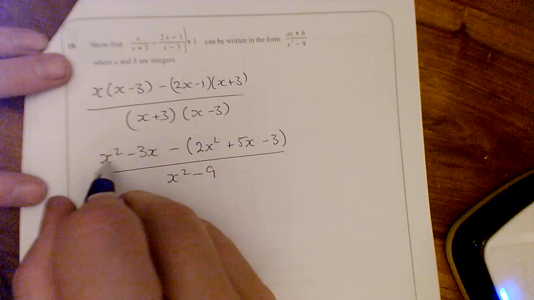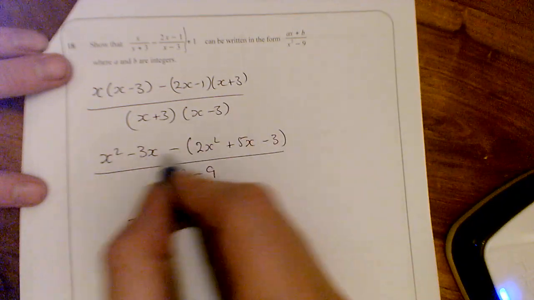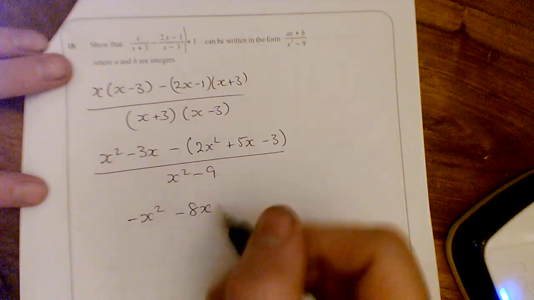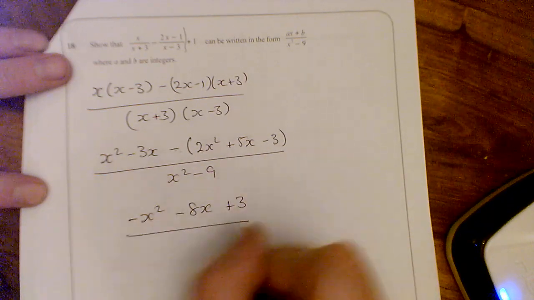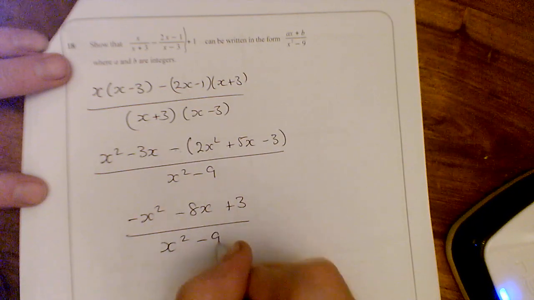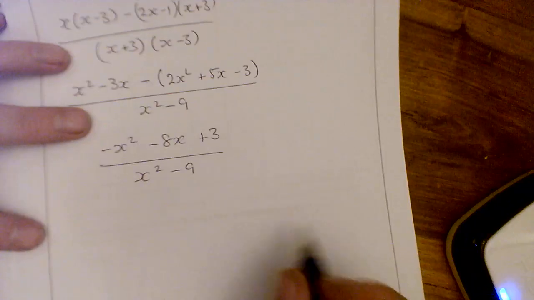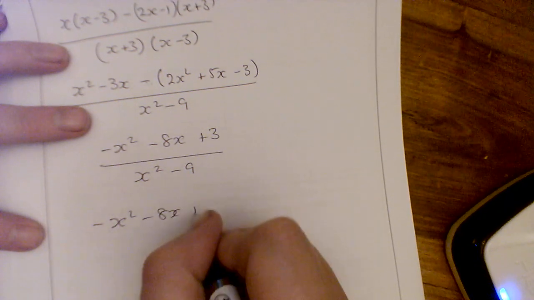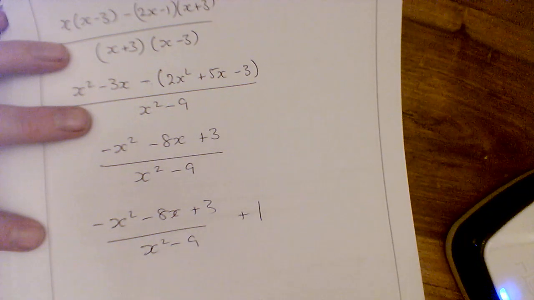Sorting this mess out, so I've got x squared take away the 2x squared is minus x squared. Minus 3x minus 5x is minus 8x. And then minus 3 is plus 3 over x squared minus 9. So that's as far as I can go with that mess. Now I've got to throw the 1 in play. So now I've got minus x squared minus 8x plus 3 over x squared minus 9 plus 1.